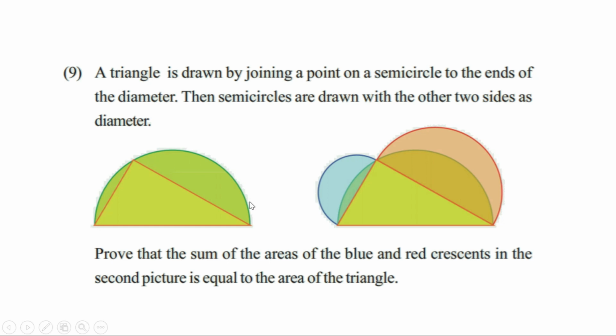Here, this is a semicircle and the ends of the diameters are joined to a point on the circle, and we got a right angle triangle. Then semicircles with these perpendicular sides as diameters are drawn, and we have to prove that the sum of the areas of these two crescents is equal to the area of the triangle.